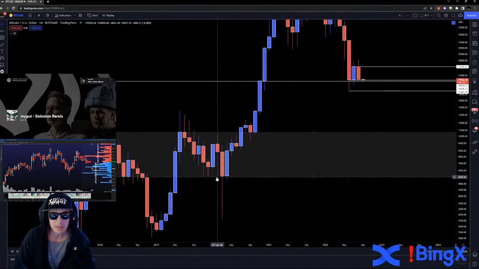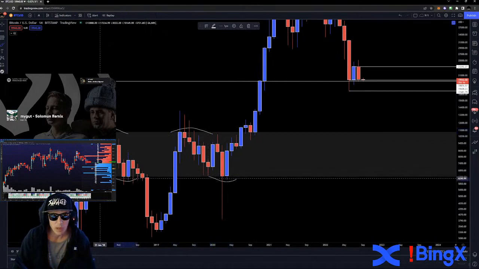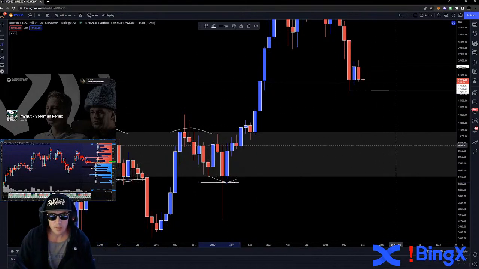And why are we gonna tap this box again? Basic TA. Monthly level. Even in COVID, we held this. Like, I mean, look at this. This is the monthly level. That's going to be the lows.